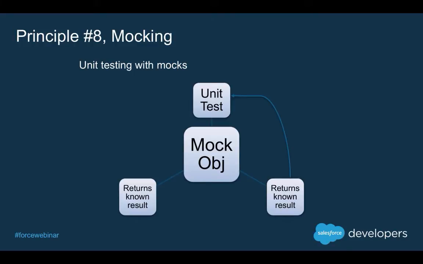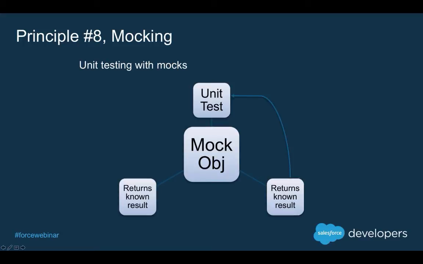It makes our tests faster, and it allows us to guarantee what the result will be for services that are not critical to the code we're testing. So in this situation, our known results are going to get passed back into our unit test from the mock object when we call the appropriate method.